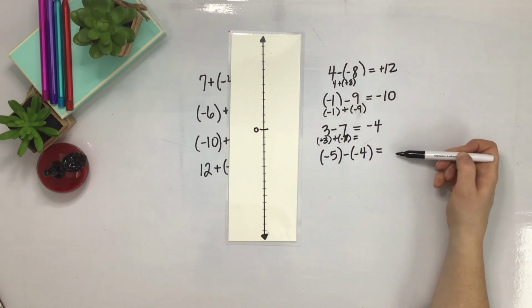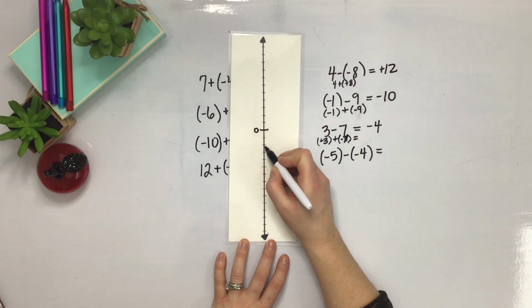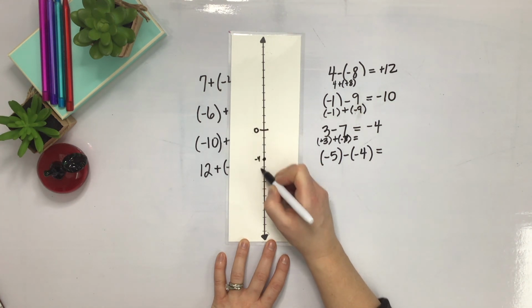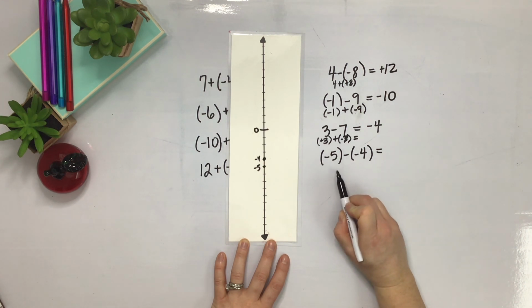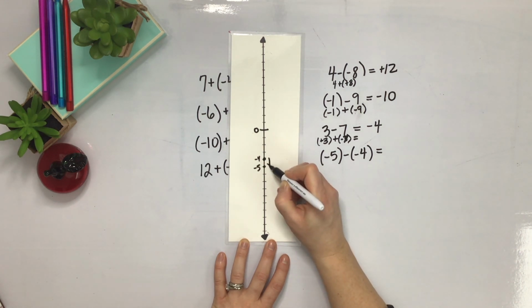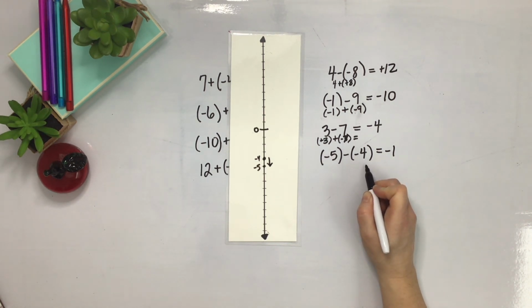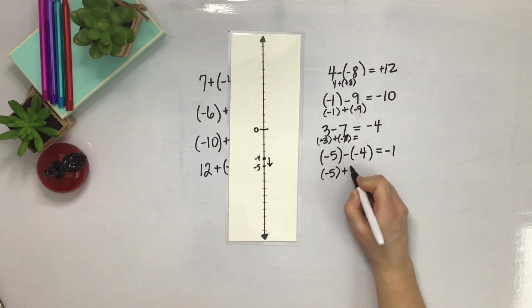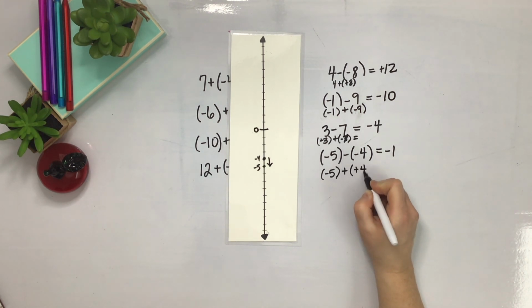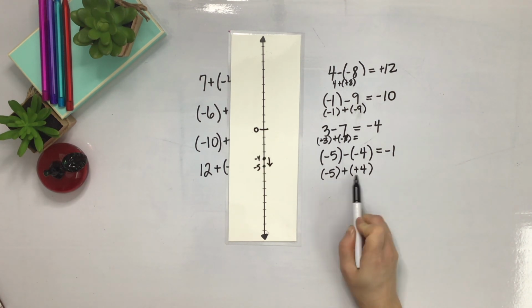Negative 5 minus a negative 4. So let's find the difference between negative 5 and negative 4. There's my negative 4. There's my negative 5. I'm going from negative 4 to negative 5. I've had to go down 1. If you would like to rewrite this as an addition question, it would be negative 5 plus a positive 4. Here, team negative wins, and they win by 1 point. Negative 1.